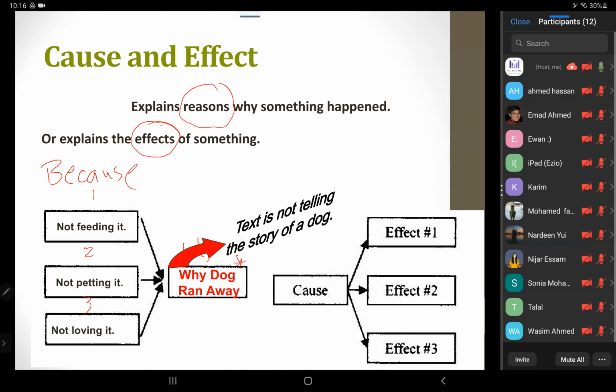Okay, so as you can see here, this text is not discussing the story of a dog. It's not going through a chronological order. Maybe someone is writing an article, why my dog left? So my dog left because of this and that and this. Let's check another example.